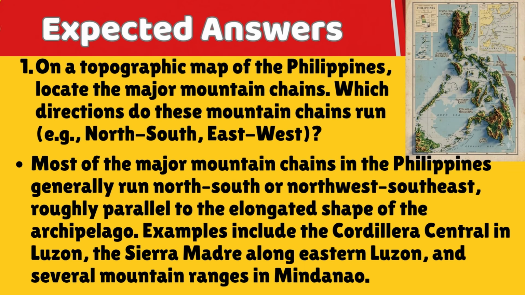And now for the answer key for the distribution map of mountain ranges. Number 1, on a topographic map of the Philippines, locate the major mountain chains. Which direction do these mountain chains run? Most of the major mountain chains in the Philippines generally run north to south or northwest to southeast, roughly parallel to the elongated shape of the archipelago. Examples include Cordillera Central in Luzon, Sierra Madre along eastern Luzon, and several mountain ranges in Mindanao.